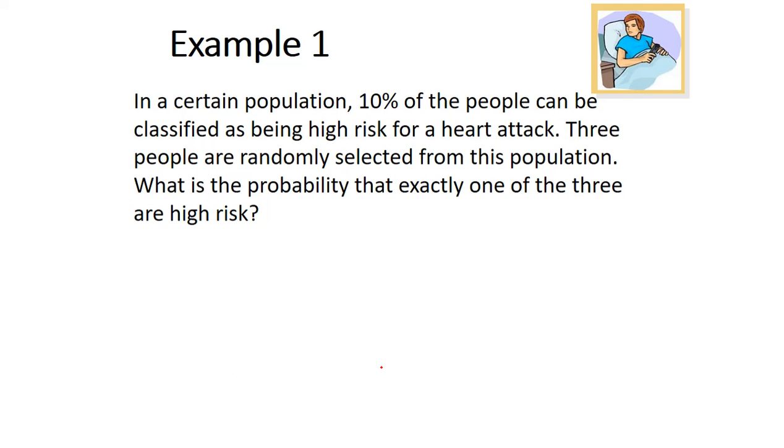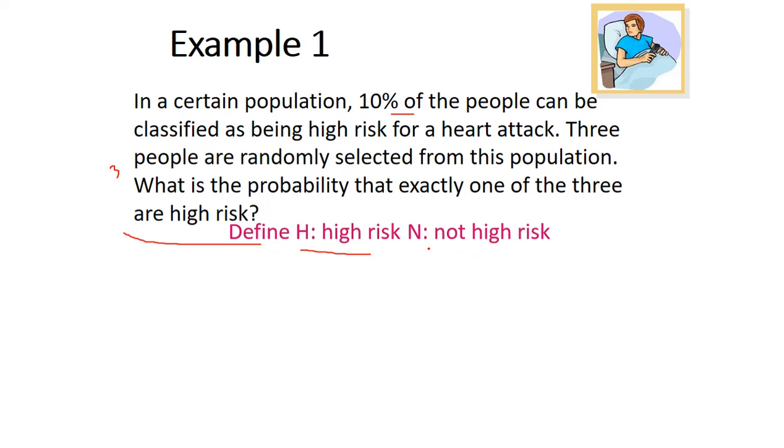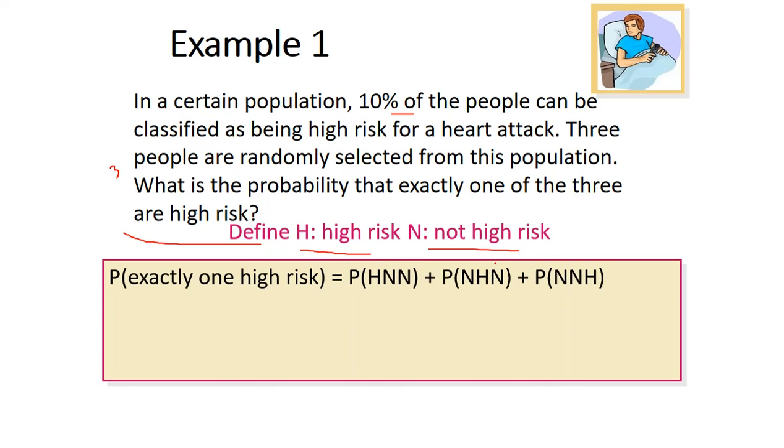This is a simple example. In a certain population, 10% of the people can be classified as being high risk for a heart attack. Three people are randomly selected from this population. What is the probability that exactly one of the three is high risk? I define one event H, high risk, and N is not high risk. Probability of exactly one high risk: I am selecting three people, so here I get three simple events: high risk, not high risk, not high risk.